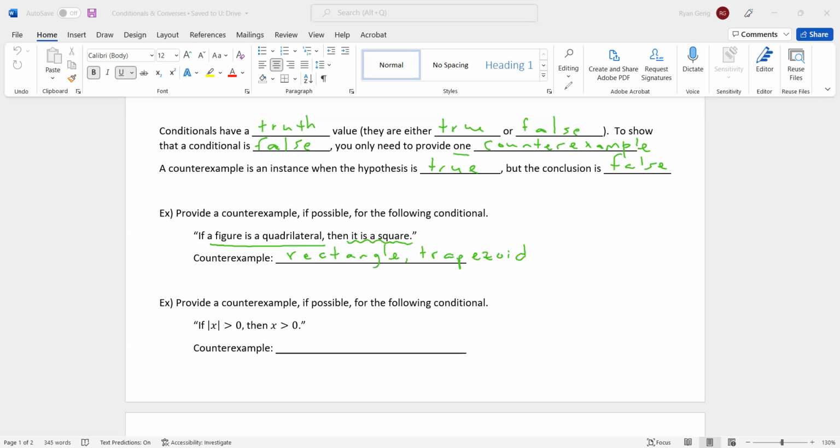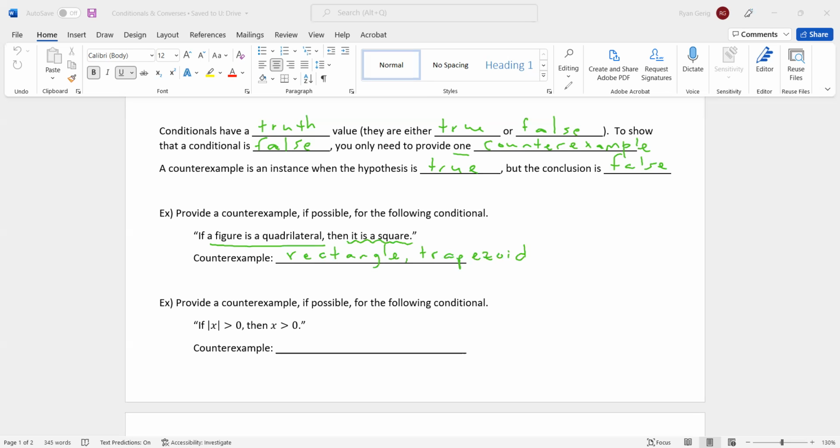I will see some people say triangle here. A triangle doesn't even fit in the population that we're looking at. If we're looking at the population of quadrilaterals, I'm not even looking at triangles right now. So I can't say anything about the conclusion because the hypothesis wasn't true. Hope that makes sense.